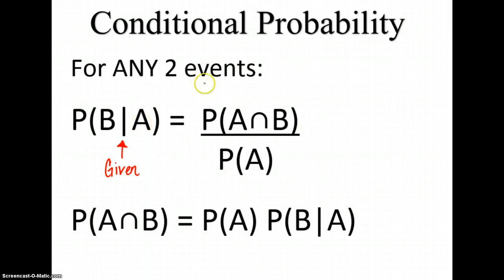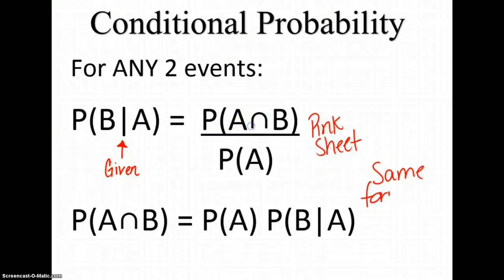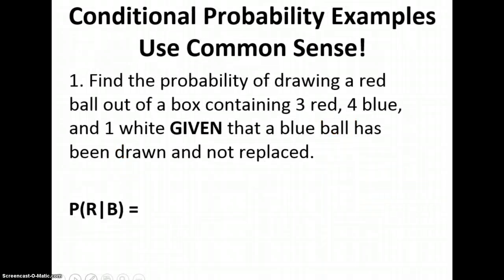And this is the formula for that. And you'll find this formula on your pink sheet. Okay, and the difference between the first formula and the second formula here is absolutely nothing. They're the same formula, but just written differently. Okay, so if you multiply both sides by probability of A, you would get the second formula. So they're exactly the same, but sometimes we use it in the first way and sometimes we use it in the second way.